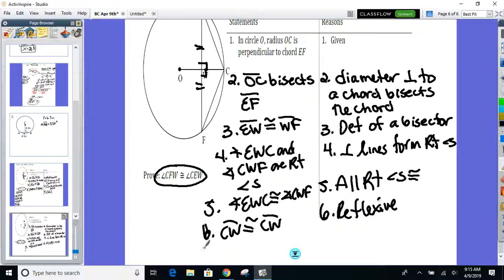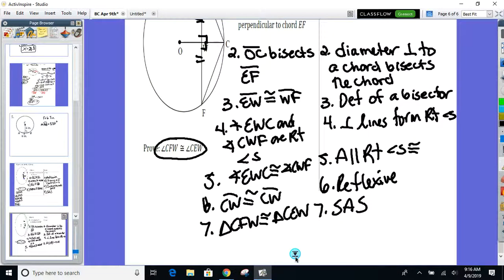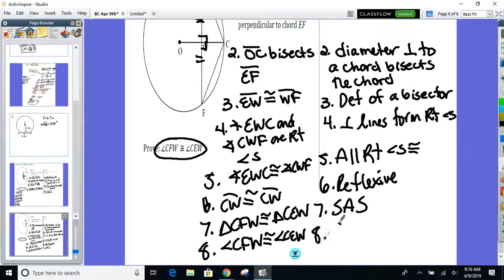Triangles are congruent. Triangle CFW is congruent to triangle CEW. Kids, what method you have there? Side angle side. And talk about being a Y here, huh? Let it roll off your tongue. CFW congruent to CEW. CPCTC.